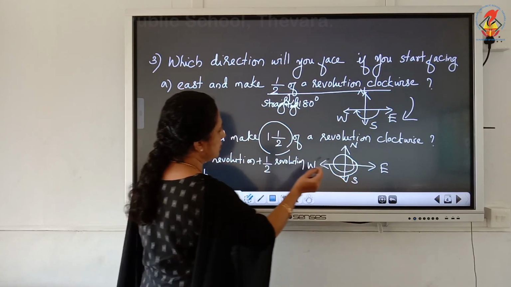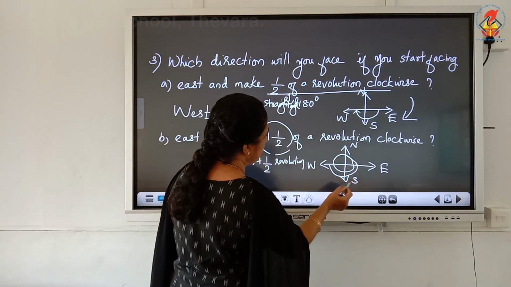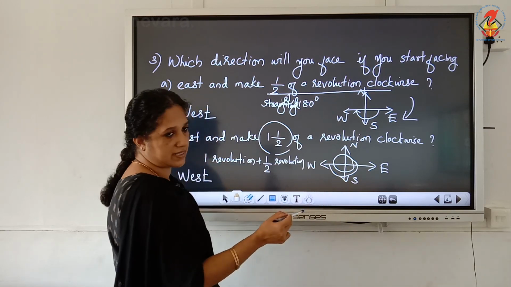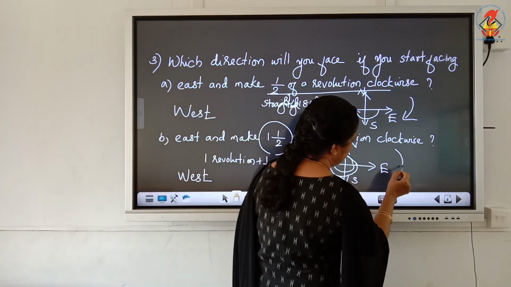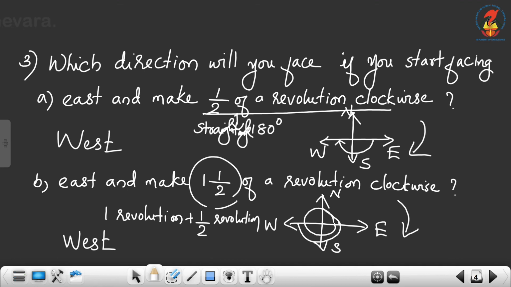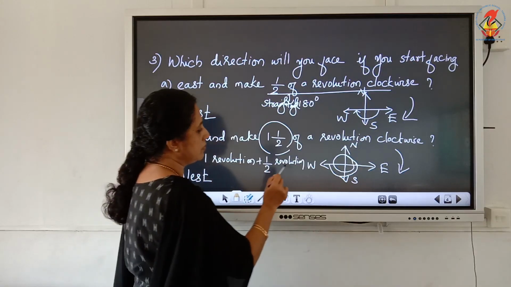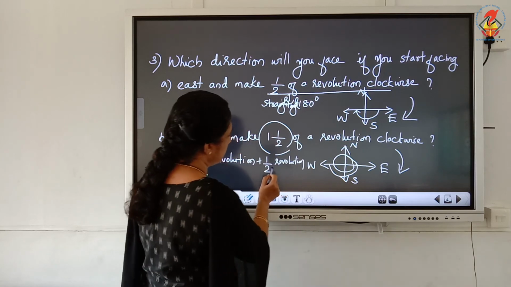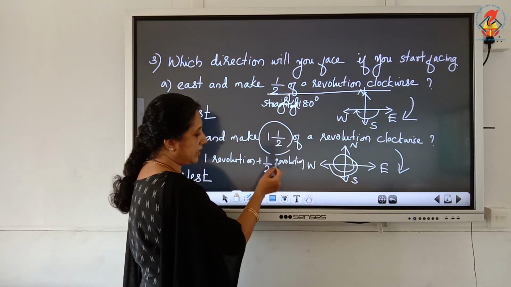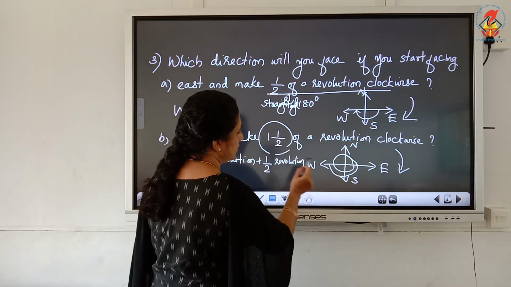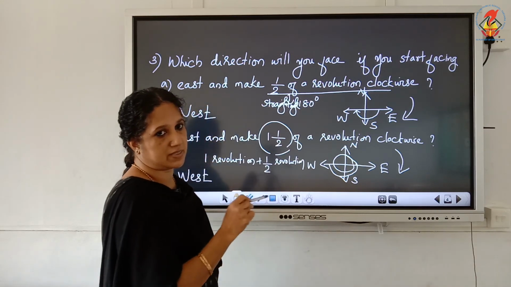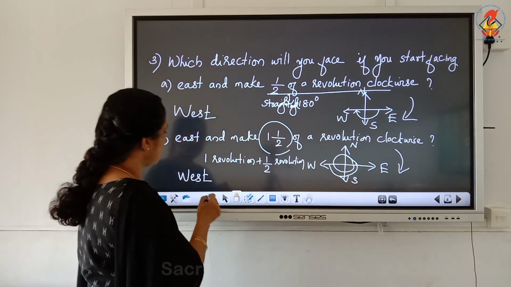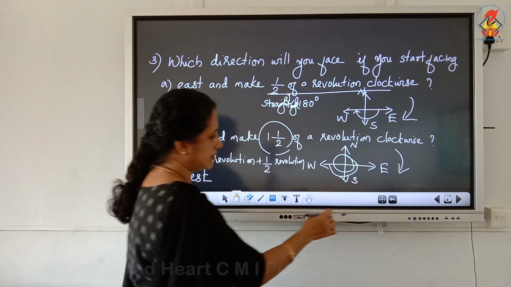So you start from east and make 1.5 revolutions clockwise. Here also we do the movement in the clockwise direction. 1.5 revolutions means 1 revolution plus half revolution. 1 revolution means you turn 1 complete angle. Then from there you take a half revolution. So where will you reach? You will reach west. Therefore, the answer is west.